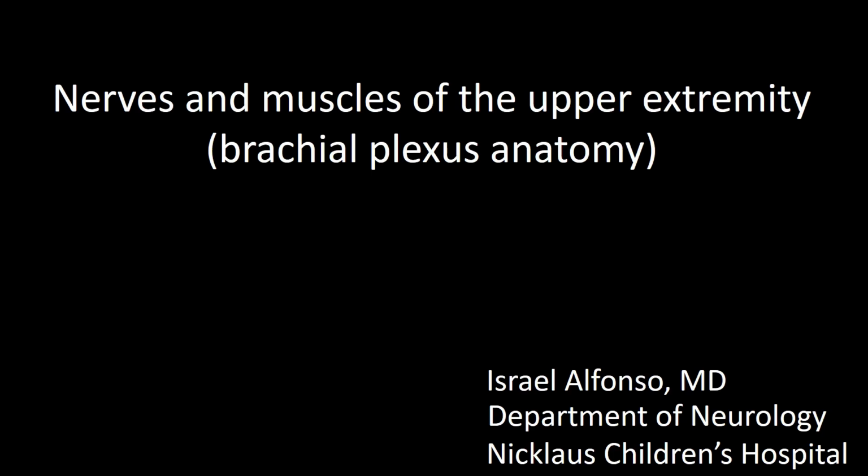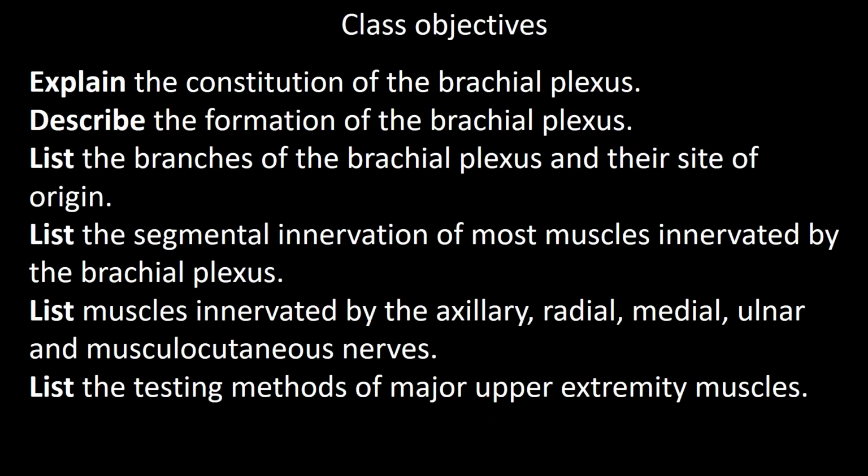This talk is about nerves and muscles of the upper extremity, dealing primarily with brachial plexus anatomy. These are the class objectives. You do not need to read them. We will use them to chart our talk. I have arranged this talk based on 6 important questions.